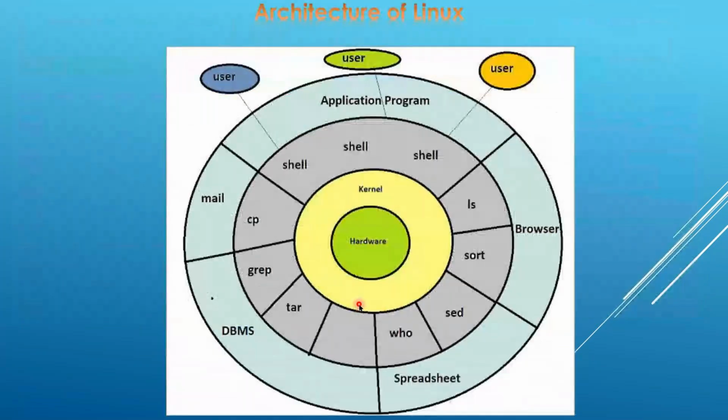So this is the architecture of Linux. In the architecture we have four layers: hardware layer, kernel, shell, and application programs. Right? So let us go one by one.